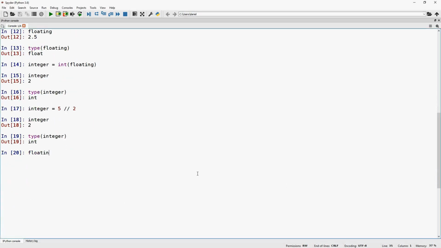Conversion also works the other way around, so we can convert an integer to a float. When we do this, the decimal portion is simply 0.